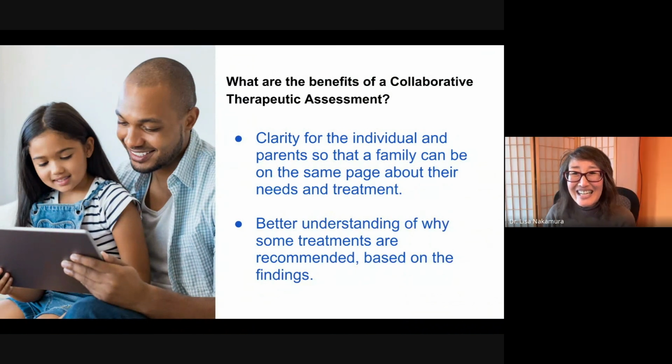Okay, great. So what are the benefits? The benefits are that there's clarity, and sometimes there can be greater understanding from both the youth or adult as we go through the process, so that by the time we get to the end, a good portion is already known about the findings, so they're not a surprise, and we're on the same page.